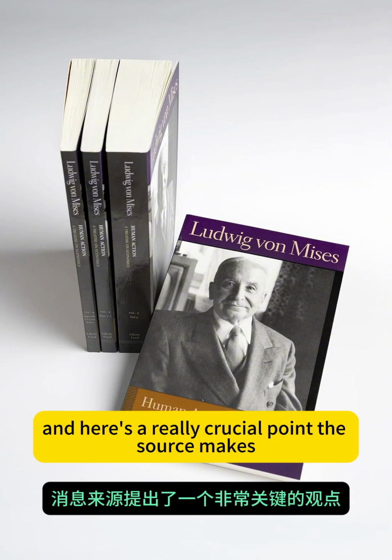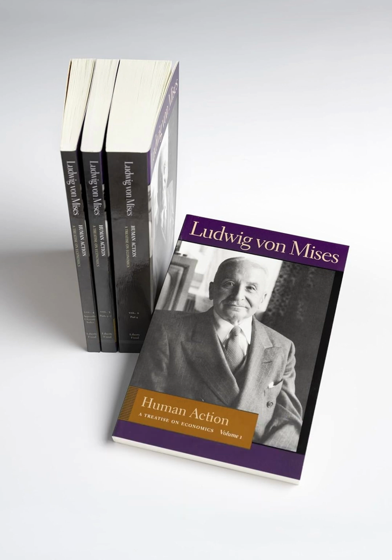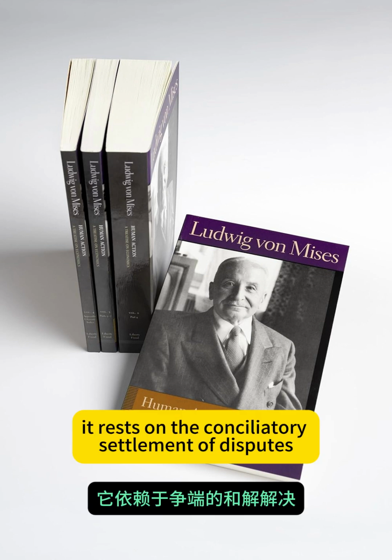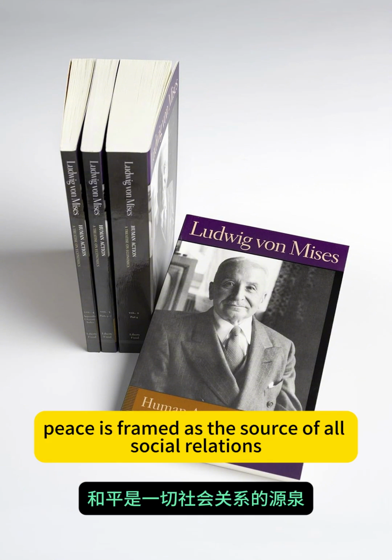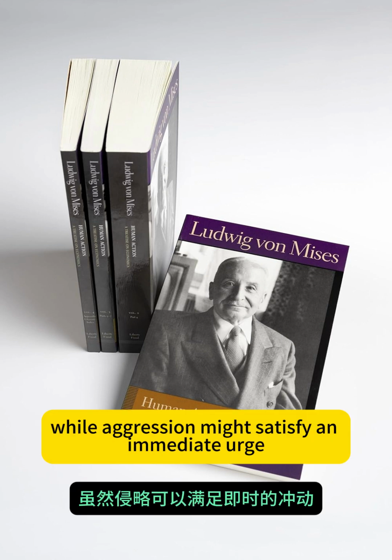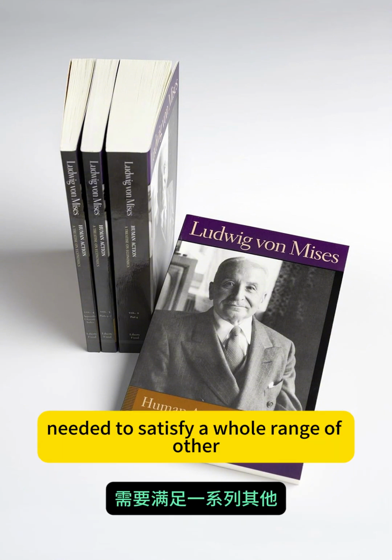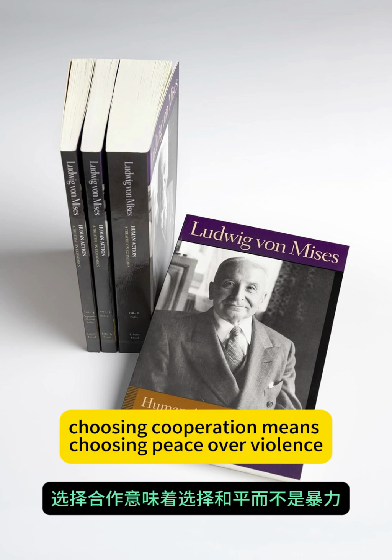And here's a really crucial point the source makes. This whole system of cooperation doesn't rest on conflict or struggle. It rests on the conciliatory settlement of disputes. On peace, basically, not war. Yes, exactly. Peace is framed as the source of all social relations. Reason, the source argues, shows people that while aggression might satisfy an immediate urge, it destroys the cooperation needed to satisfy a whole range of other potentially more important desires. Choosing cooperation means choosing peace over violence.